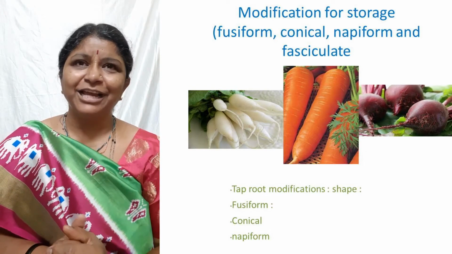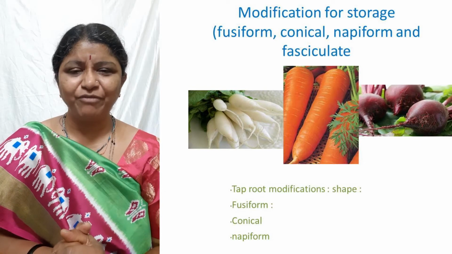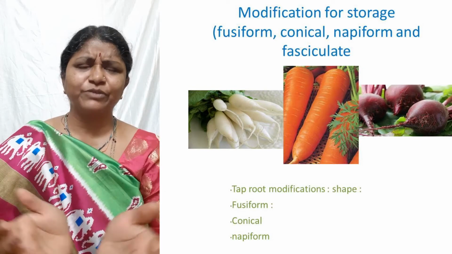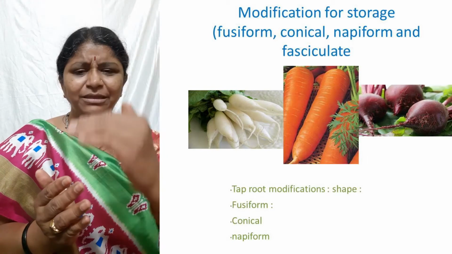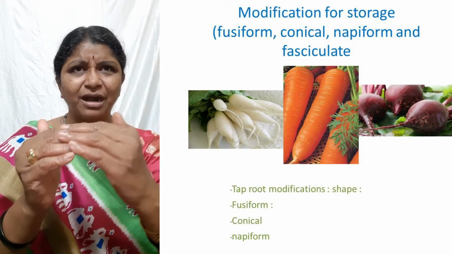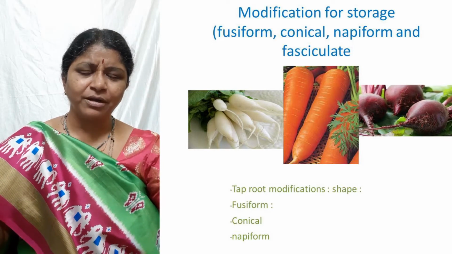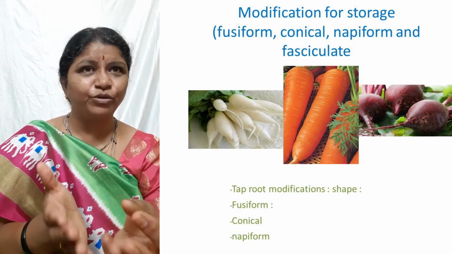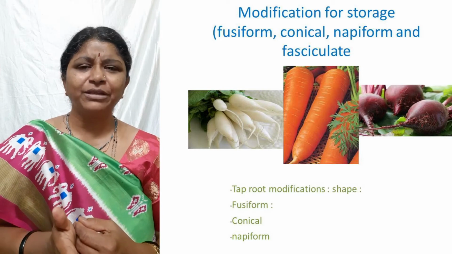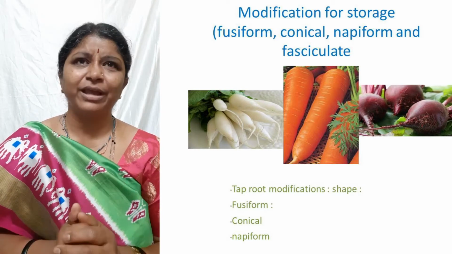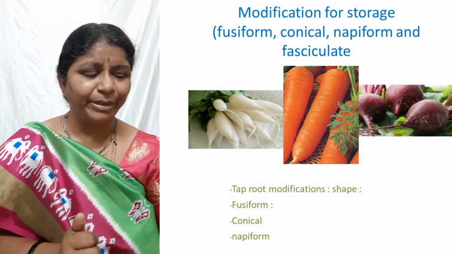And the third type of root is known as the napiform root, which looks spherical. It is spherical because just beneath the stem region, the root that starts the storage is very broad and suddenly tapers into a small tapering structure. That is why it is known as the napiform root. Example is beetroot.